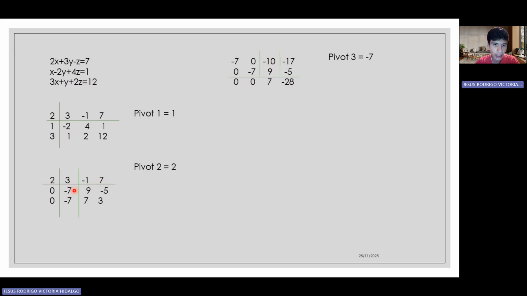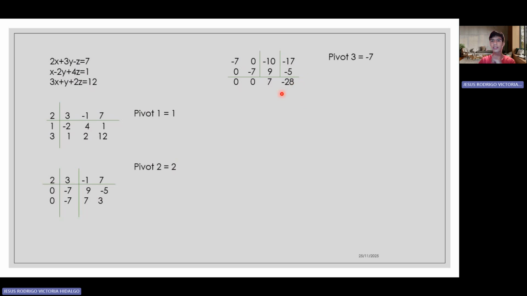Then we get the 7. Minus 7 times 7 is minus 49, minus 5 times 3, so minus 49 plus 15, it's minus 34 divided by 2 is minus 17. This 17 right here. And for the last position, it's this 3 right here. Minus 7 times 3 is minus 21, minus 7 times minus 5, it's minus 21 minus 35, minus 56 divided by 2 is minus 28.